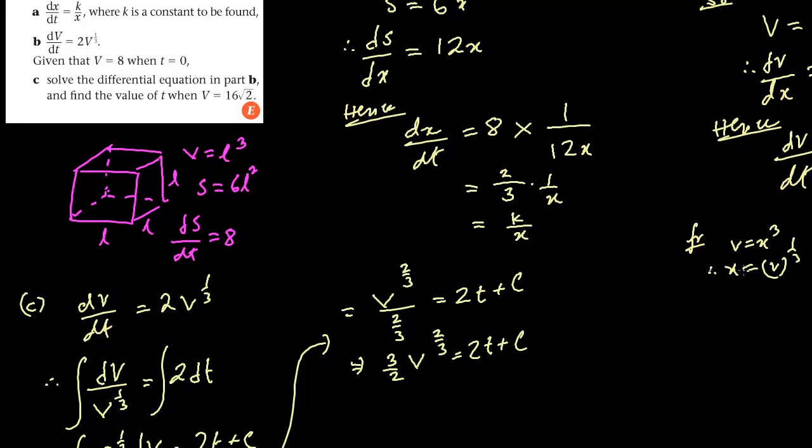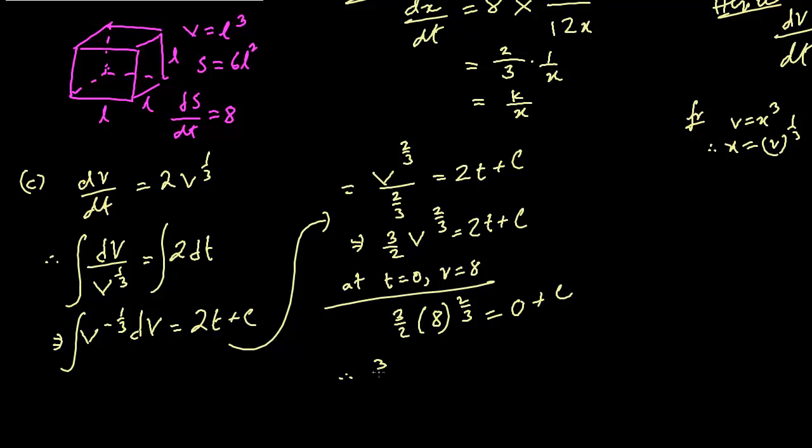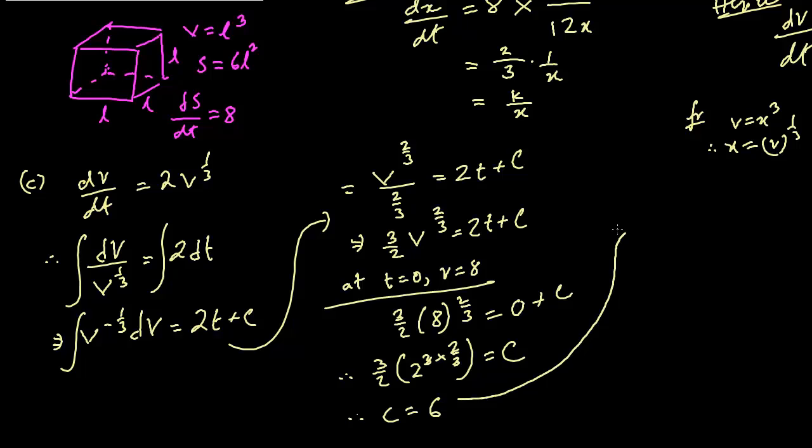So v equals to 8 and t equals to 0. So we can write at t equals to 0, v equals to 8. So 3 by 2, 8 to the power 2 by 3 equals to 0 plus c. That means 3 by 2, so 8 is 2 cubed into 2 by 3. So this 3 and this 3 cancel. So this is going to be 2 square is 4. And 3 by 2 into 4 is going to be 6. So c equals to 6. Now we can write down the expression. Therefore, 3 by 2 v to the power 2 by 3 equals to 2t plus 6.